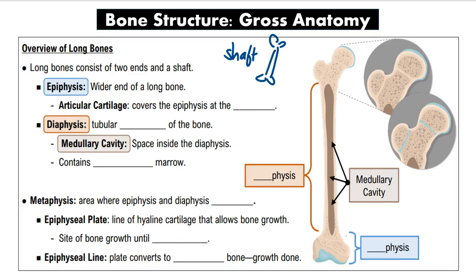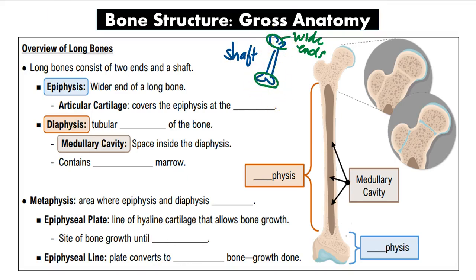You're thinking of a long bone. Of course, these will be our wide ends. But instead of having those general terms, we get to up the ante. We get actual terms for the shaft, actual terms for the wide end. So let's talk about our wide ends first.